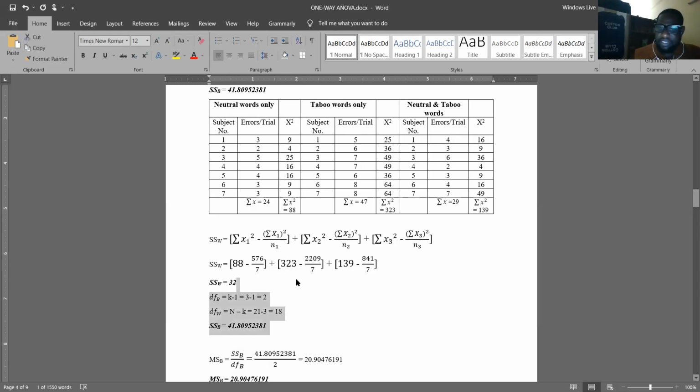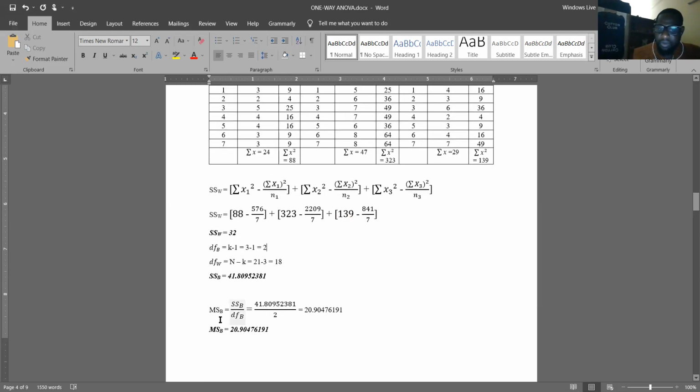So it means that the mean square for between will be 41.8095 over 2. And when you calculate, you're supposed to get this value, 20.9047 and so on. So that will be for mean square for between.